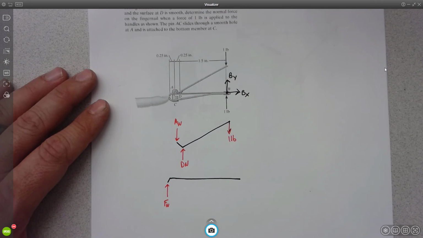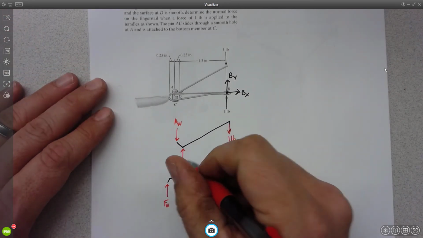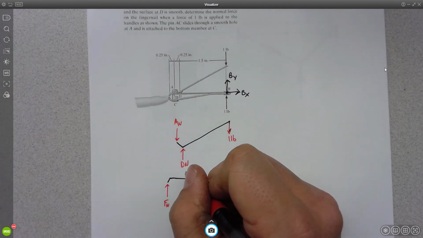Why a fingernail clipper? Talk about a simple machine. To be fair, I didn't draw the fingernail.